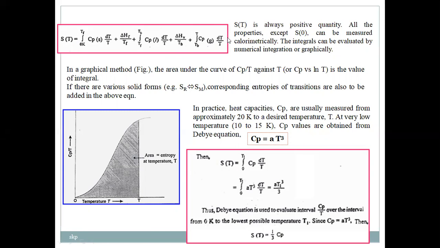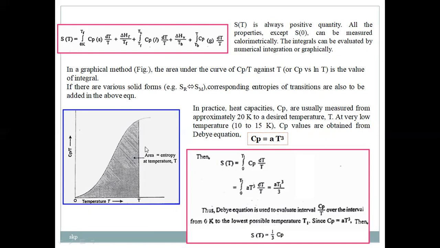So accordingly, we get the total entropy of the substance from 0 Kelvin to the temperature we are interested in. The value ST, that is entropy at a particular temperature, is always a positive quantity. All the properties except entropy at 0 Kelvin can be measured calorimetrically, not colorimetrically, it is calorimetrically. Calorimetry is the instrumental technique used for the measurement of such temperature changes. The integrals can be evaluated by numerical integration or in a graphical way.